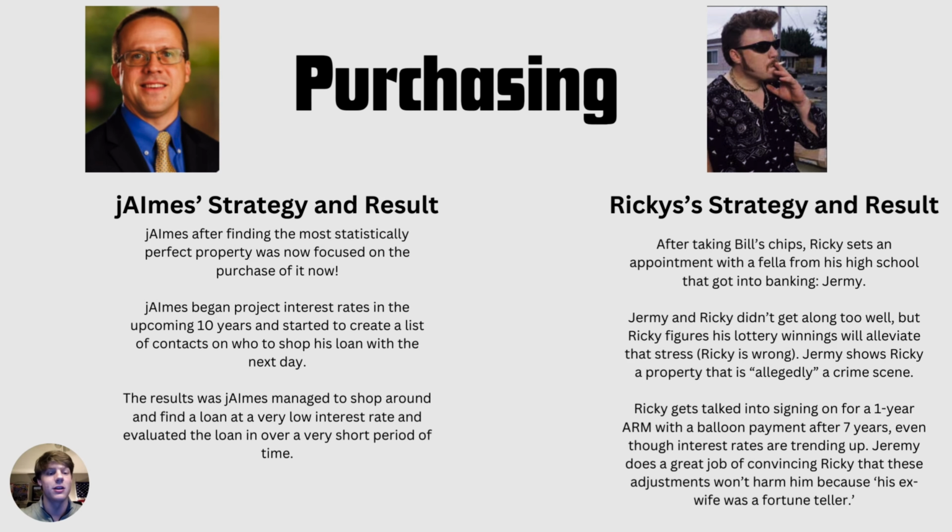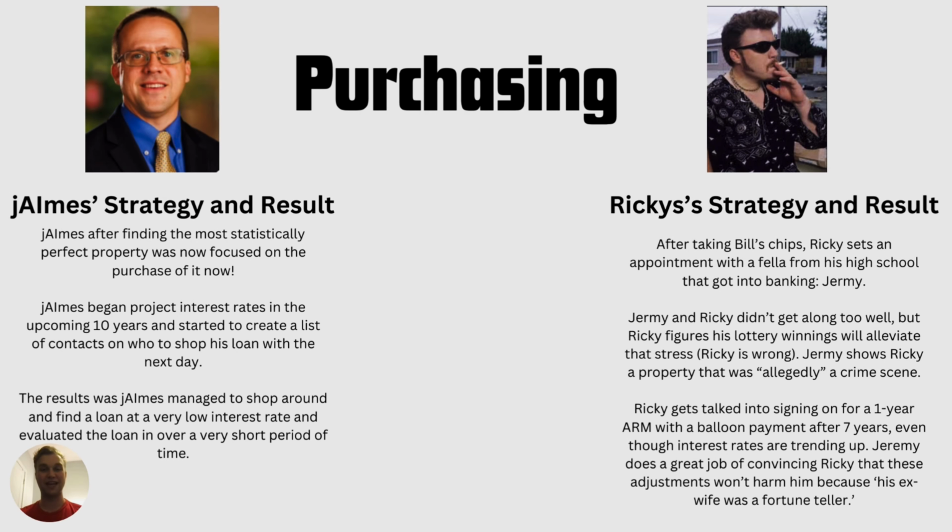Now on to purchasing. James, after finding the most statistically perfect property, was now focused on the purchase of it. James began to project interest rates in the upcoming 10 years and started to create a list of contacts on how to shop his loan with the very next day. The result was James managed to shop around and find a loan at an extremely low interest rate and evaluate this loan in a short period of time due to his streamlining of calculations.